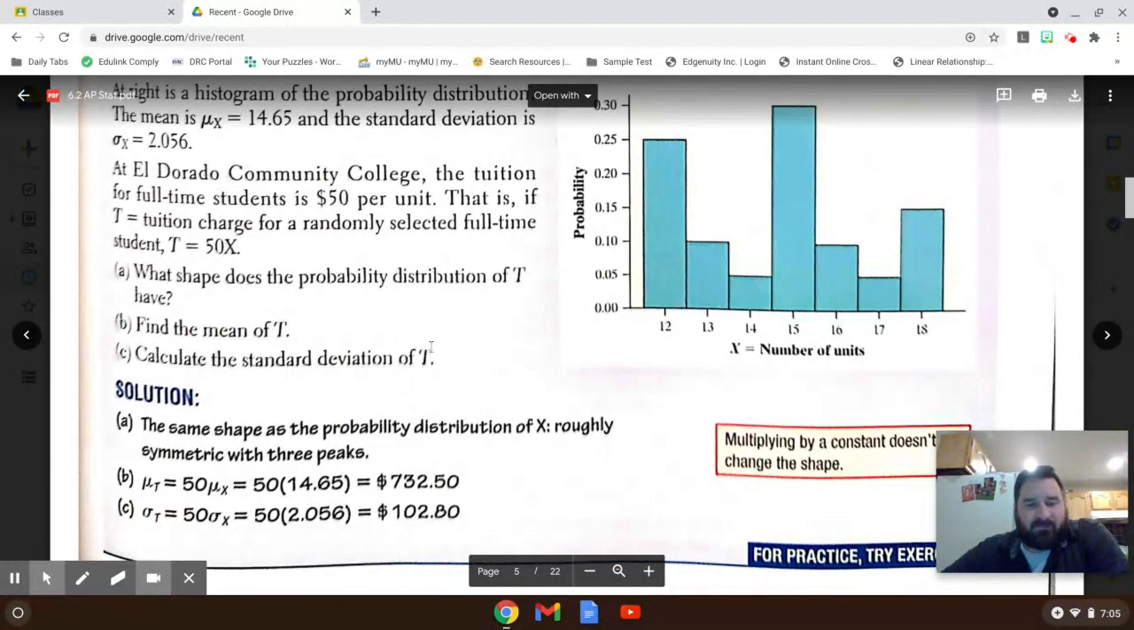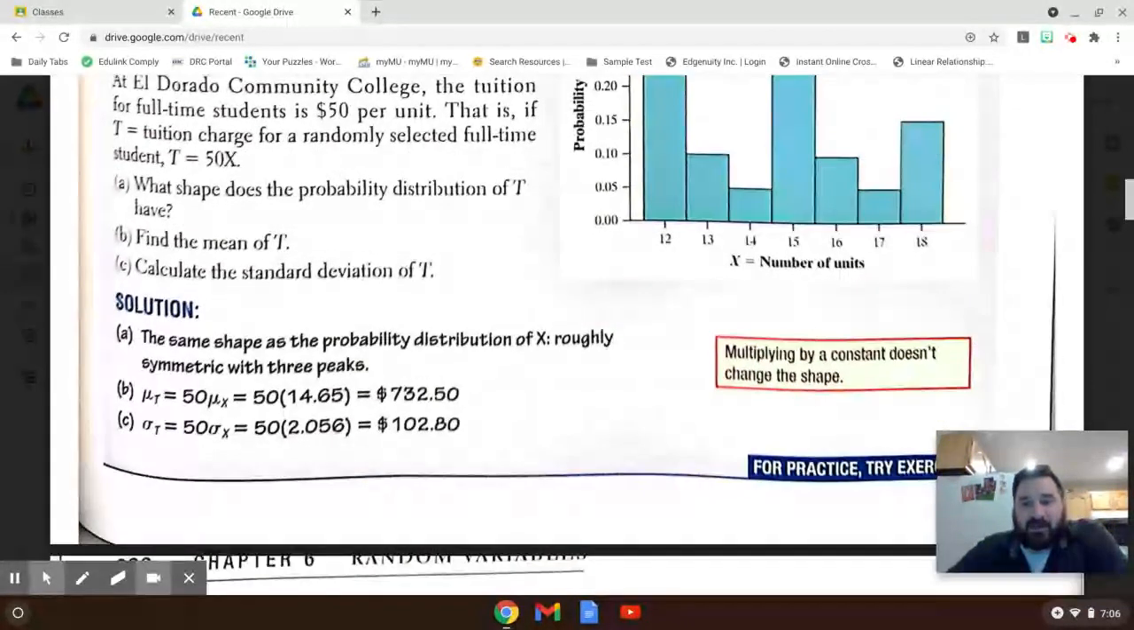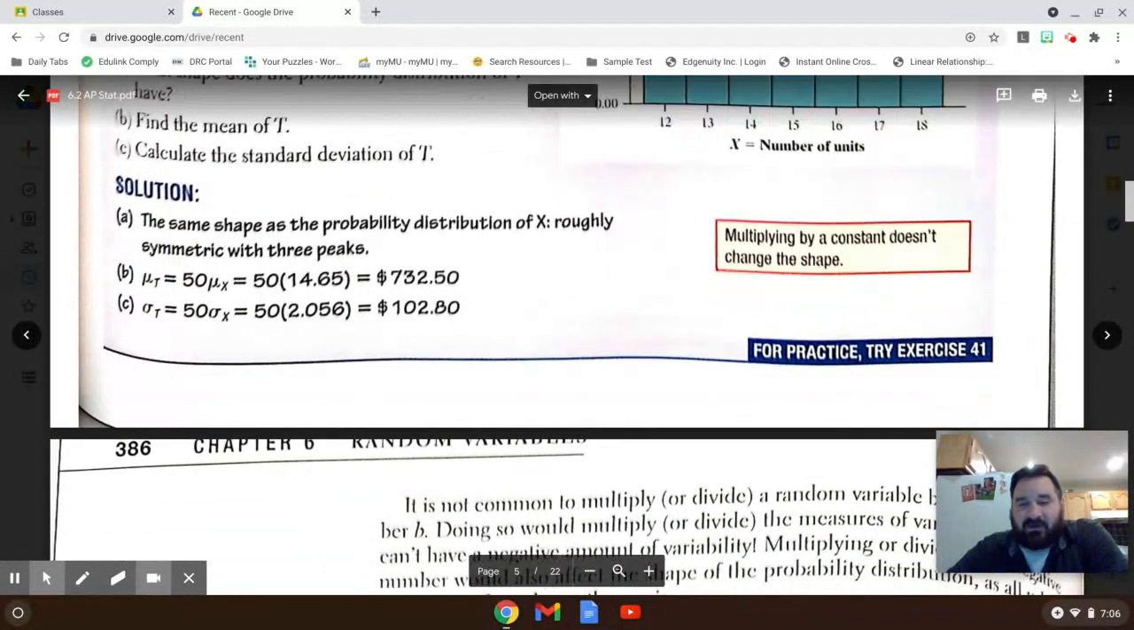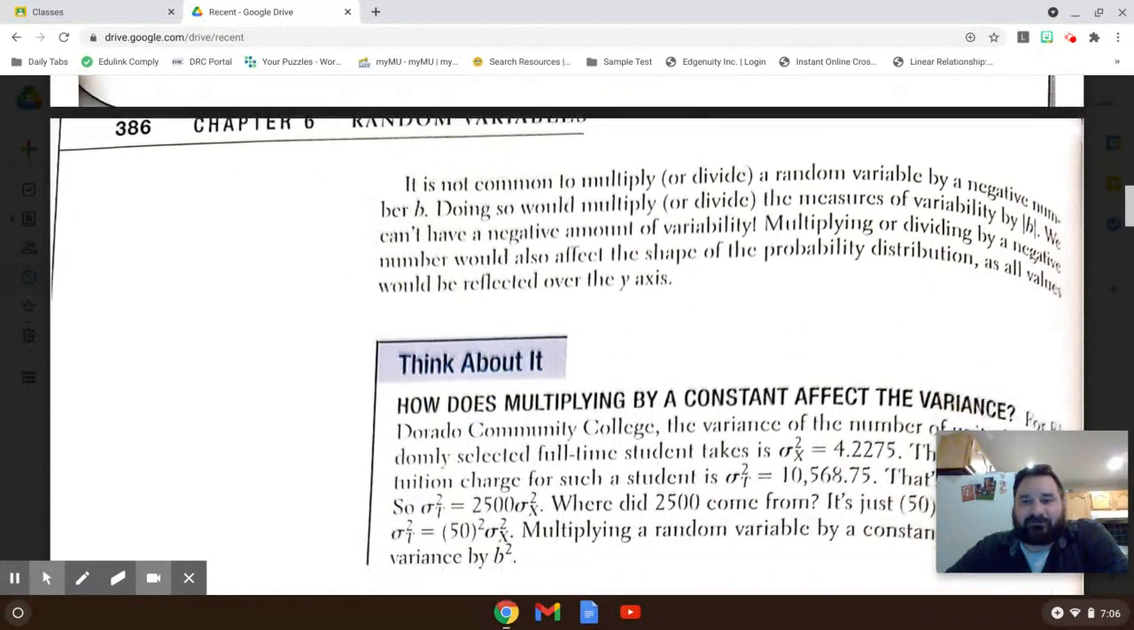Part C, calculate the standard deviation. Well, since we knew our old standard deviation of 2.056, we can just multiply that by 50 as well. So that's 102.8, or $102.80. So multiplying by a constant doesn't change the shape, even if it spreads it out a little more.